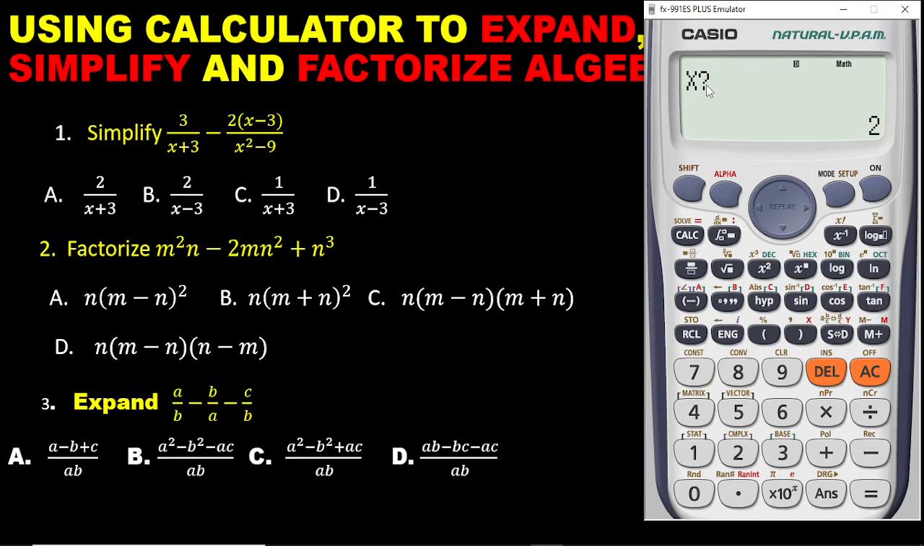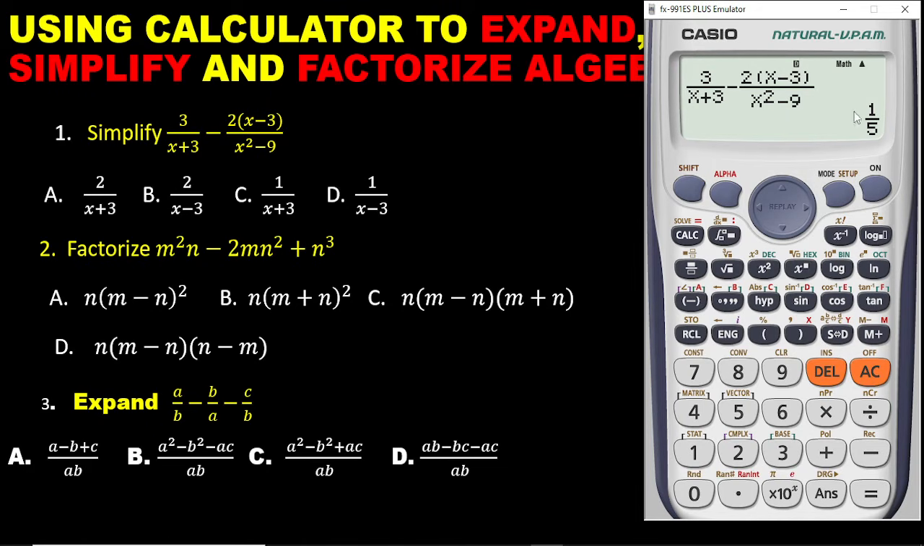Now we want to start using the x value. So here you are going to put 2. Now when I click 2, and then you enter equal to. What this means is that if I put 2 into this expression, I will get 1 over 5. Now please note this down, 1 over 5.